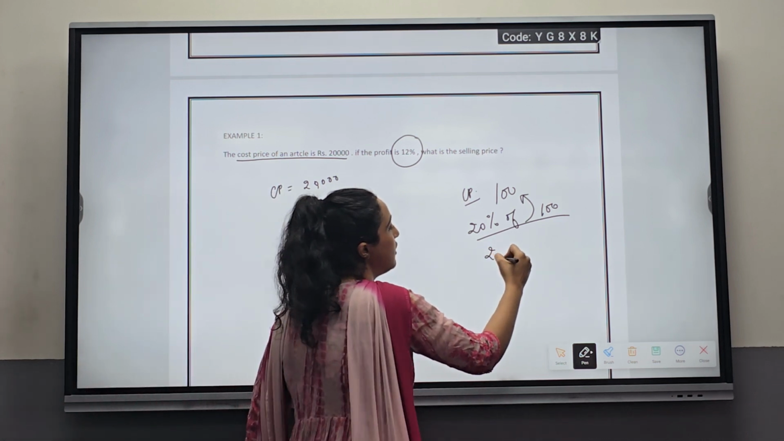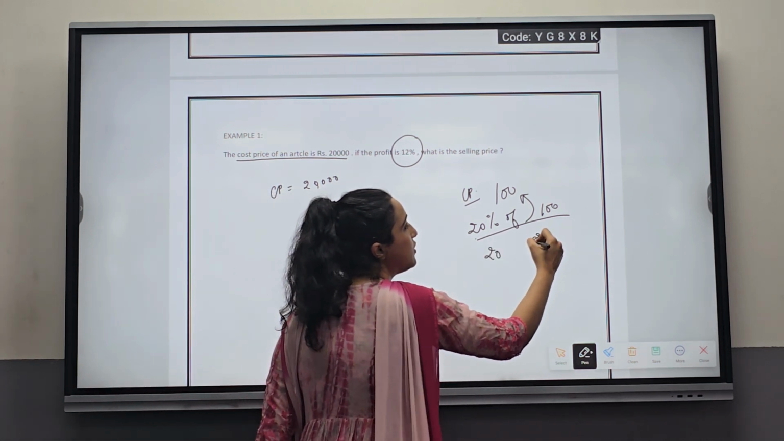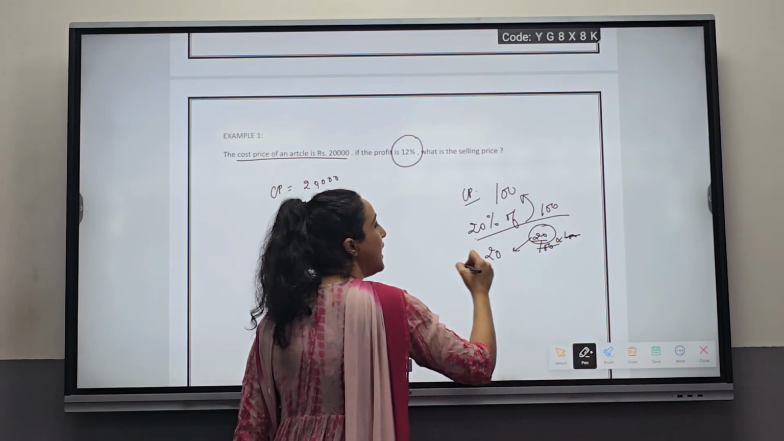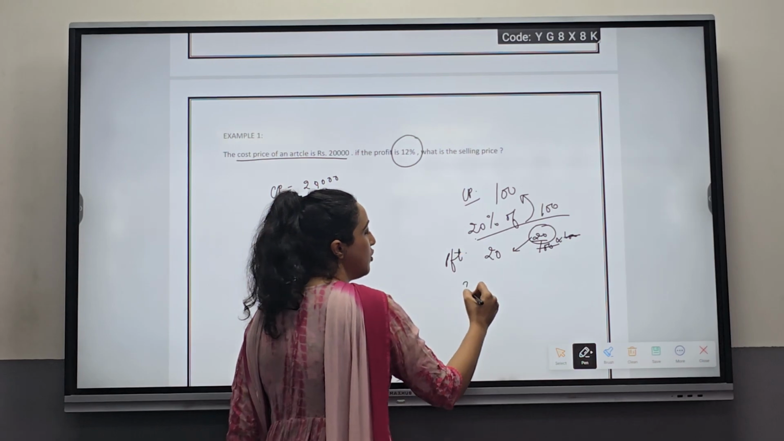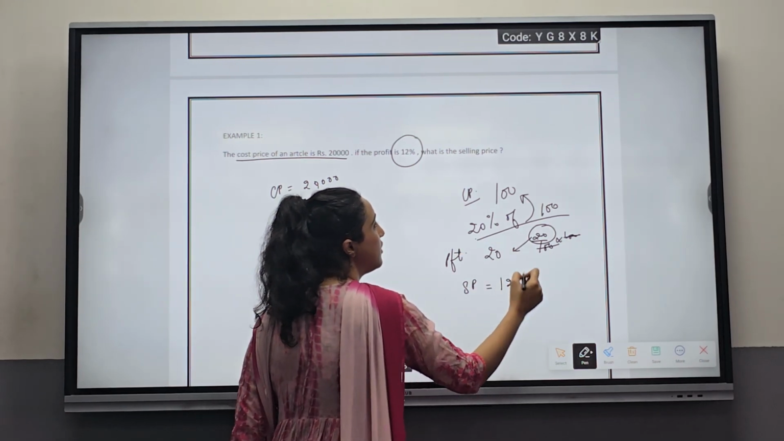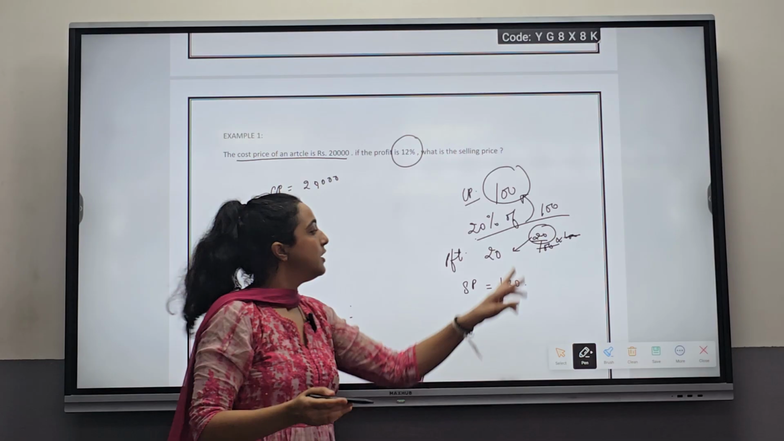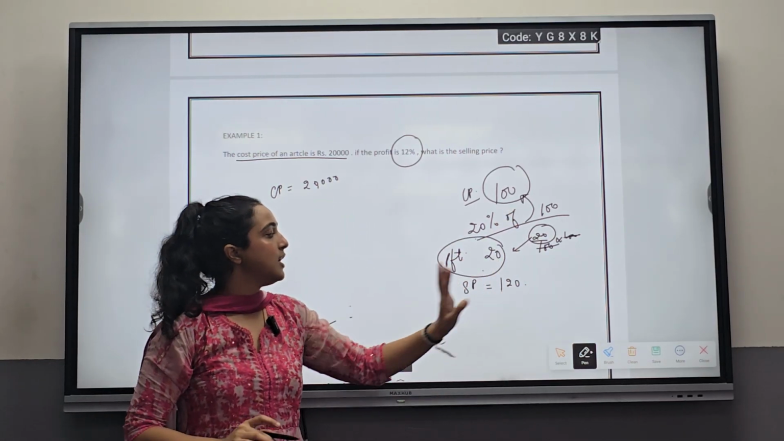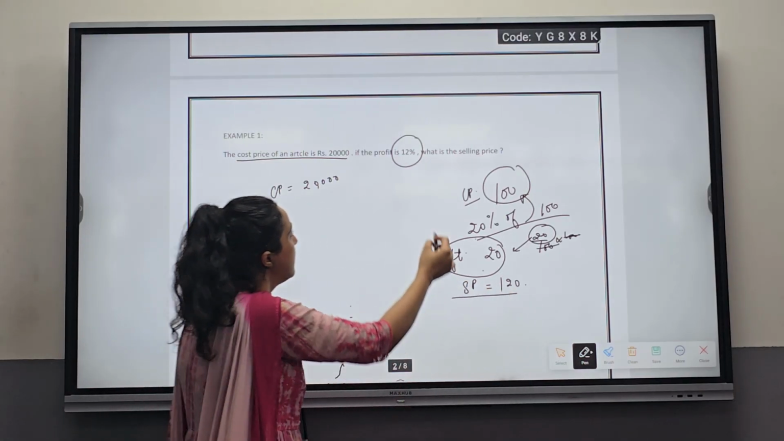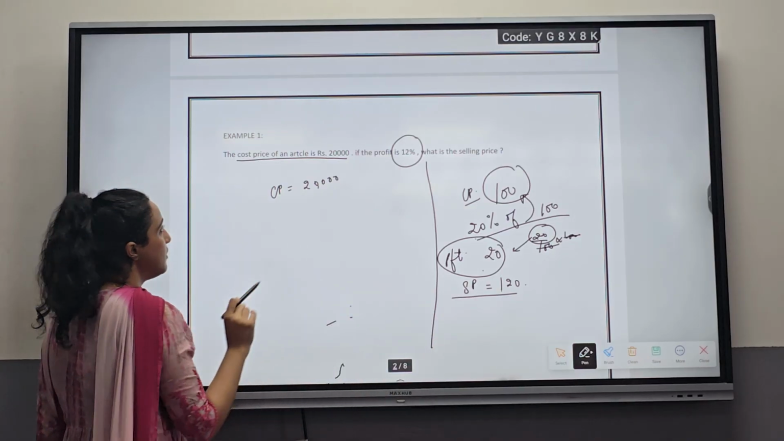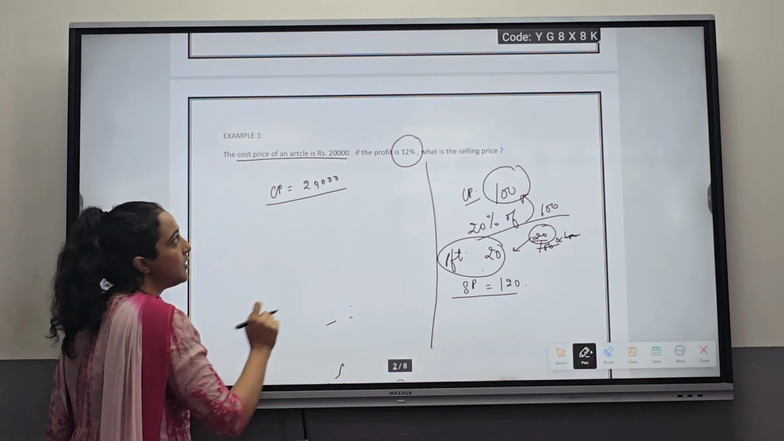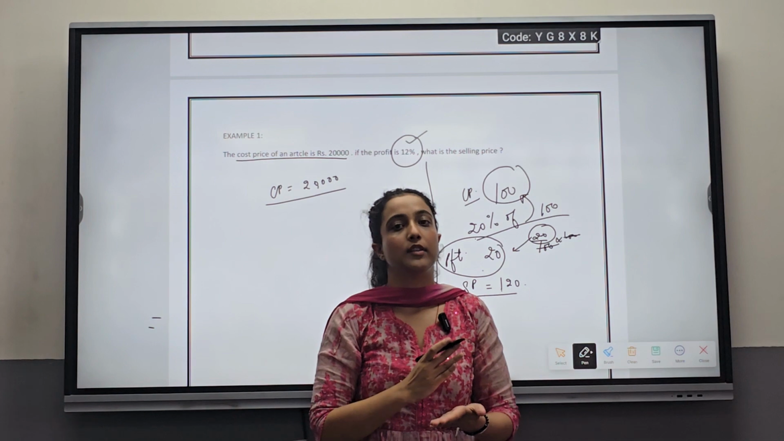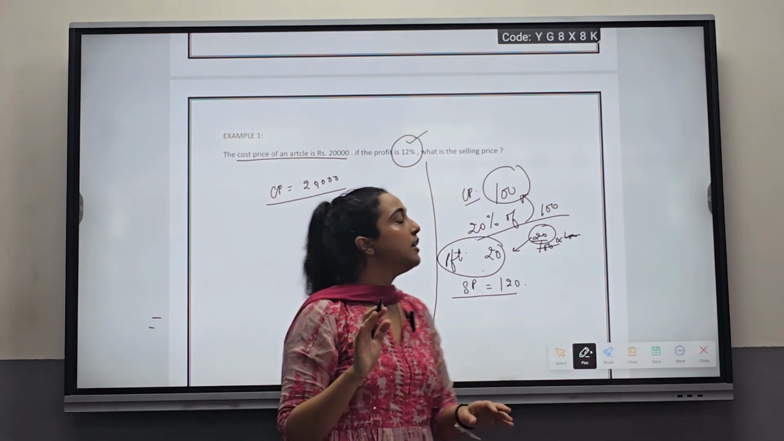This means 20 rupees will be your profit, because 20% of 100 will be 20 rupees. So you will have a profit of 20 rupees, and you will sell it for 120. The cost price was 100, you want a profit of 20, so my selling price is 120, right? So in this question, it was very simple. Cost price is 20,000. Profit is 12%. I told you profit percentage is always on the basis of cost price, right?